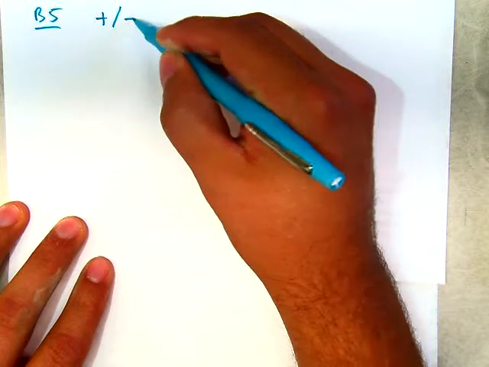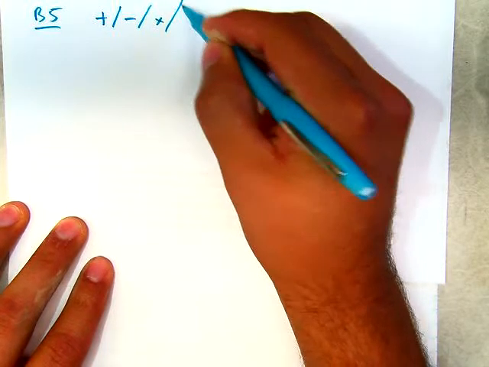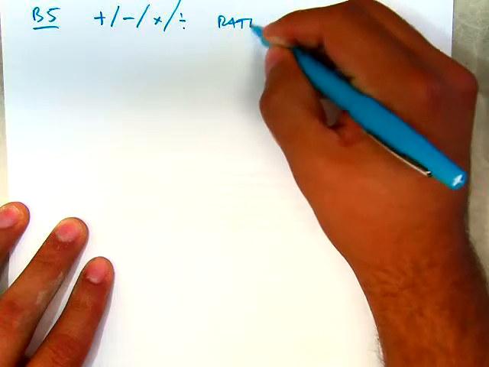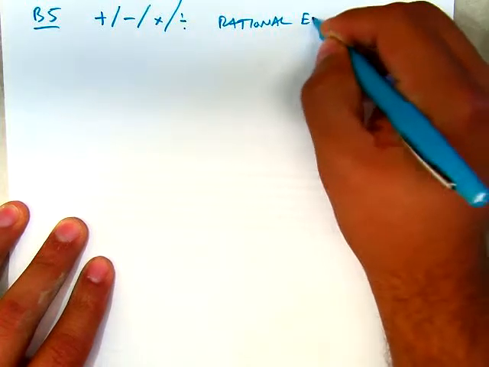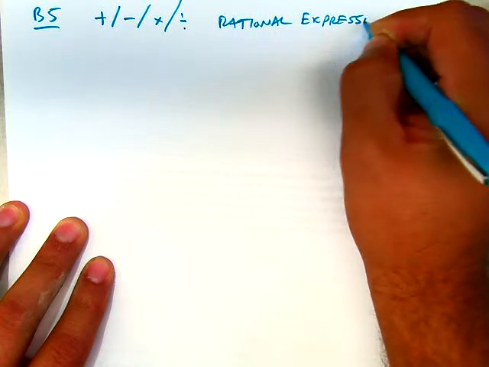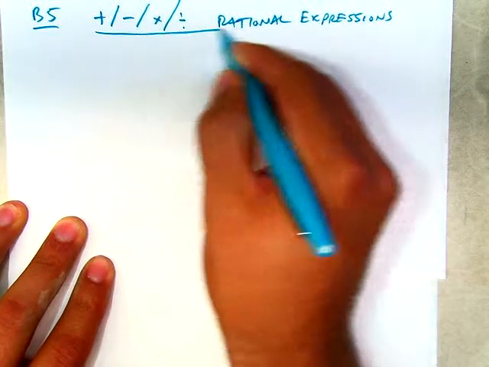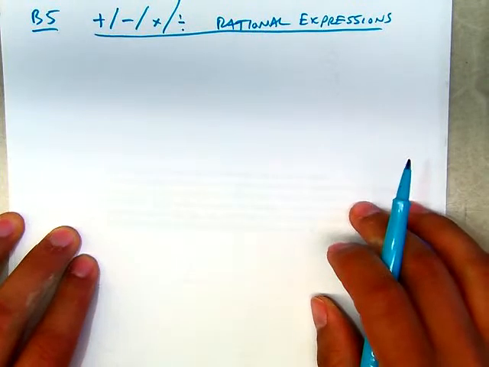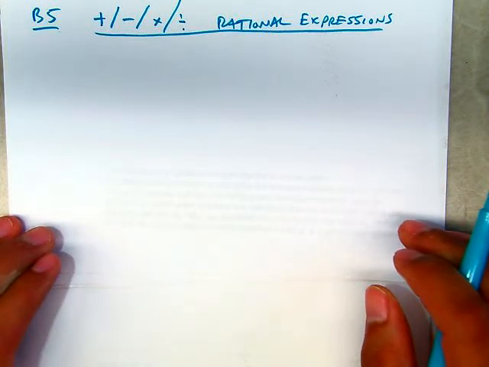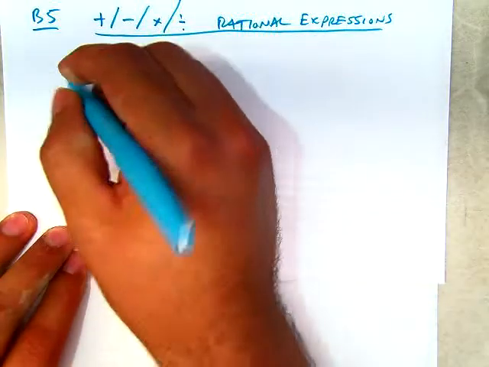Okay, so B5, we're adding, subtracting, multiplying, and dividing rational expressions. Okay, and we'll start off with something that I hope everyone remembers how to do.